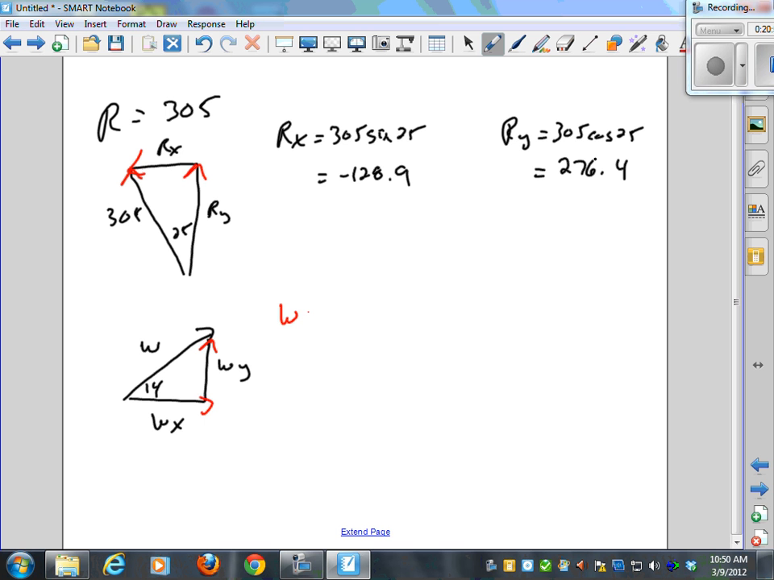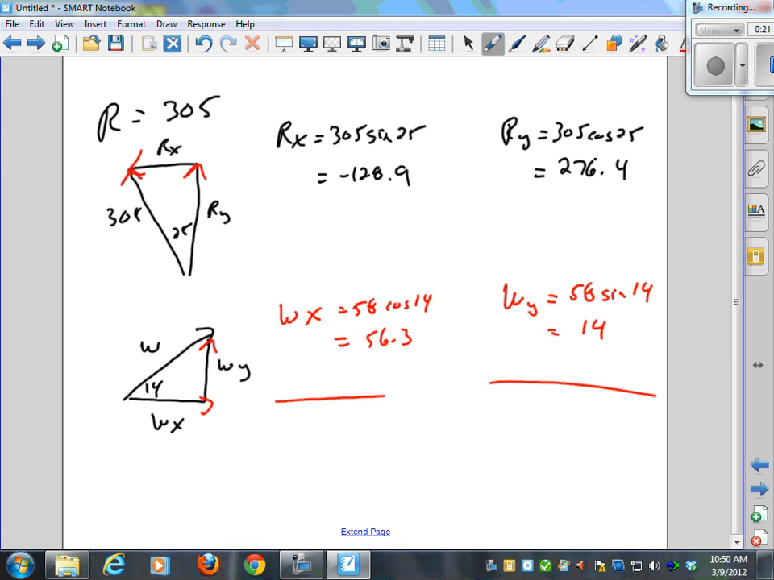So wind x. Why do I do the x first? Because I've got the x first here. So wind x is going to be 58 cosine 14, which is 56.3. Is that right? Plus 56.3. Wind y is 58 sine 14, which is plus 14.